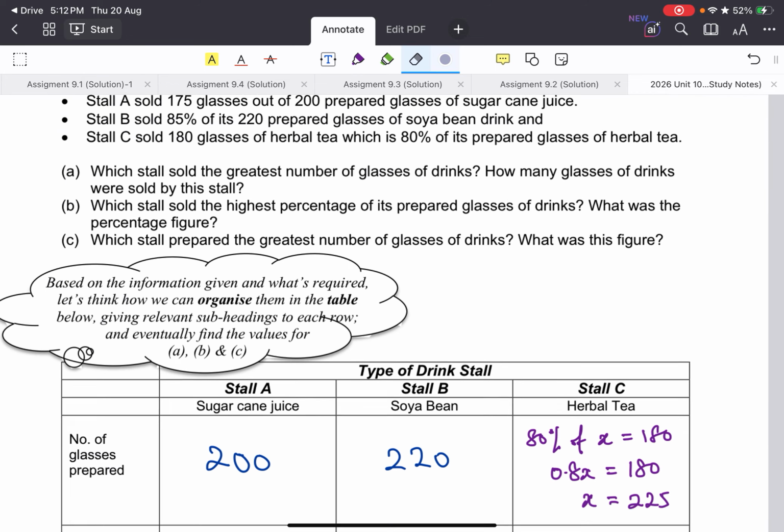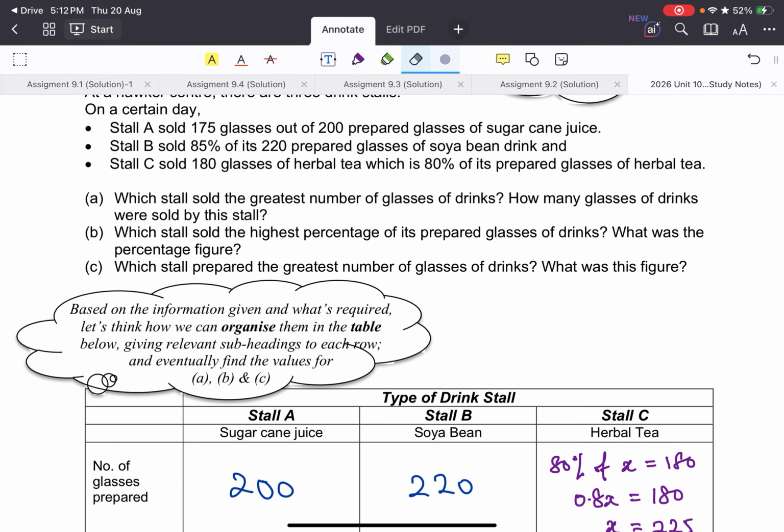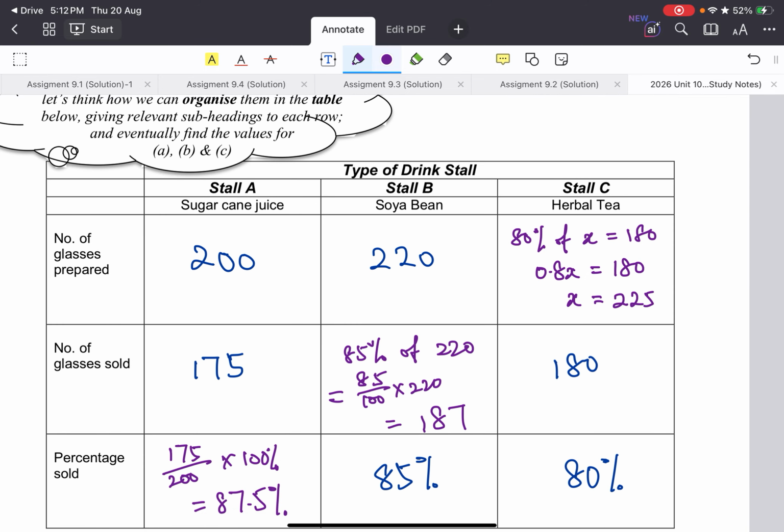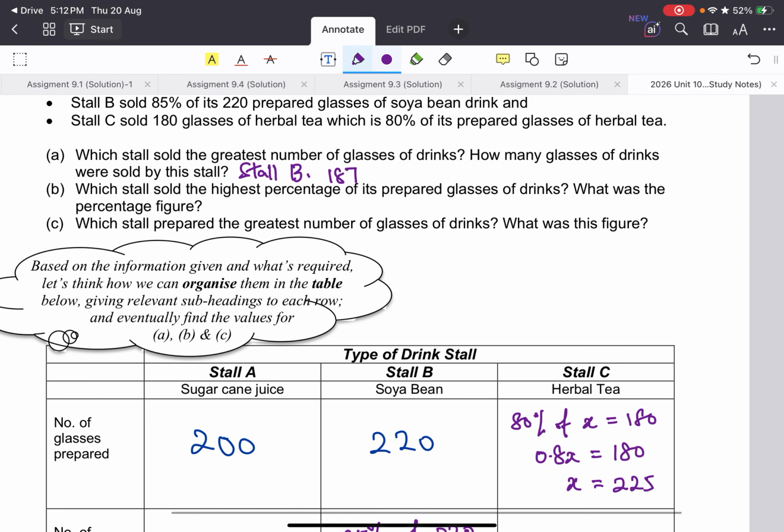First question, which store sold the greatest number of glasses? In this case, it will be store B. It's 187. Let's confirm it: 187 is greater than 180, which is greater than 175.